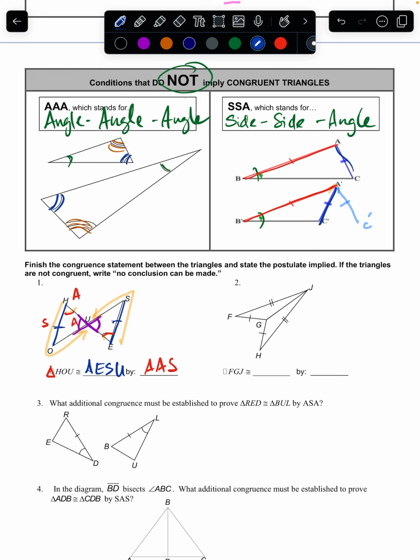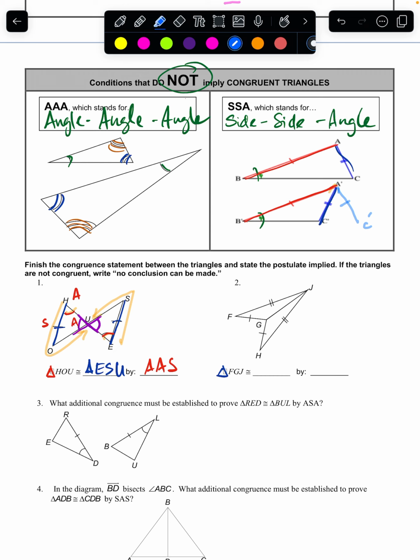My triangle symbol. Okay. So triangle HOU is congruent to triangle ESU by AAS, angle side angle. Okay. So let's go here. This is a triangle symbol again. So let's look at our two triangles. So we have two triangles here. Let me split it up.